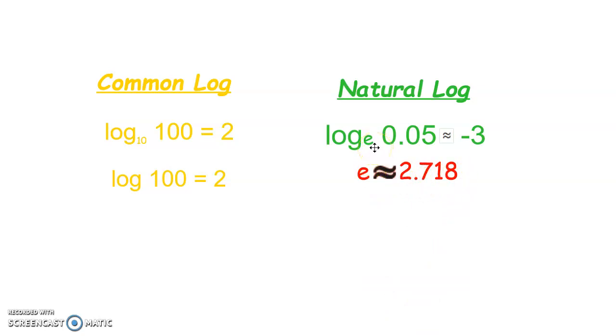It's kind of like pi. Pi is what? 3.14, on and on and on. It's the same idea here with e. e is also a number.